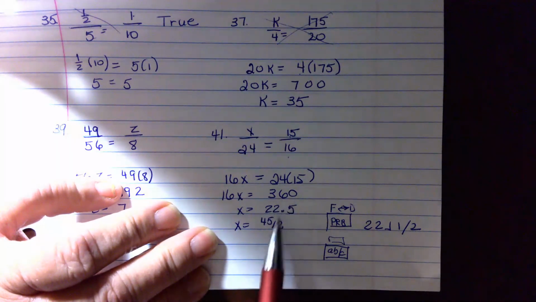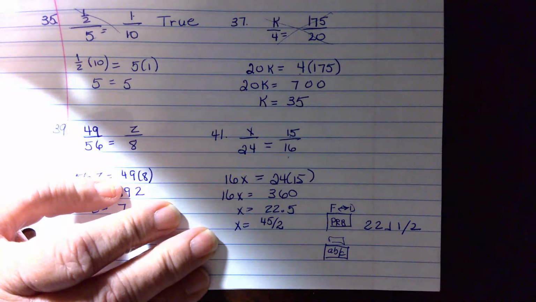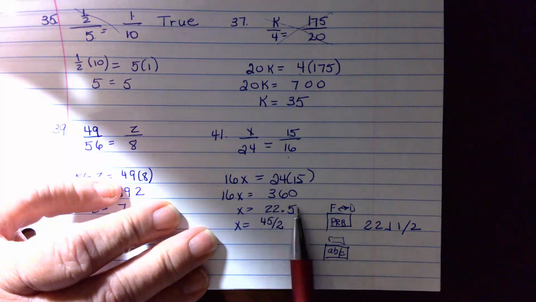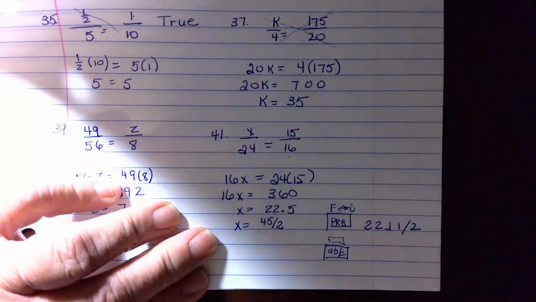So which one of these would be the right answer? It depends on the directions. If it doesn't say anything, then either one of them would be right. But if it says write your answer as a whole number or a simplified fraction, then you would want to put 45 halves. If it says write your answer as a whole number or a decimal, then you'd want to put 22.5. So on these problems, it's going to be important to read the directions to see how it specifies that the answer needs to be written.